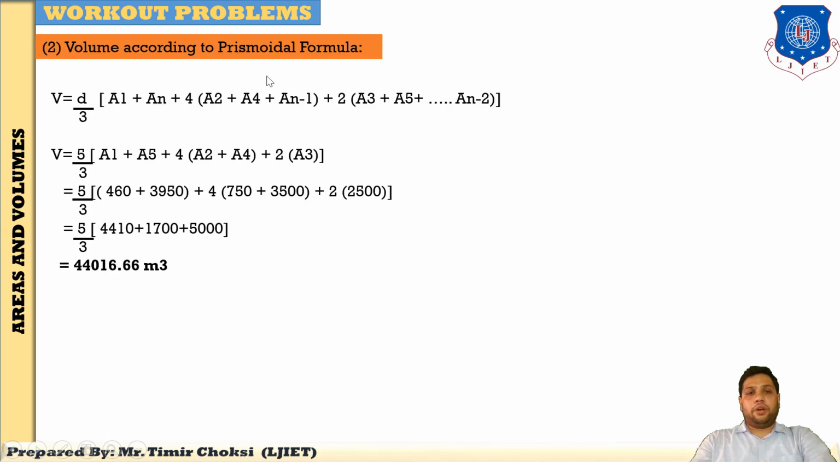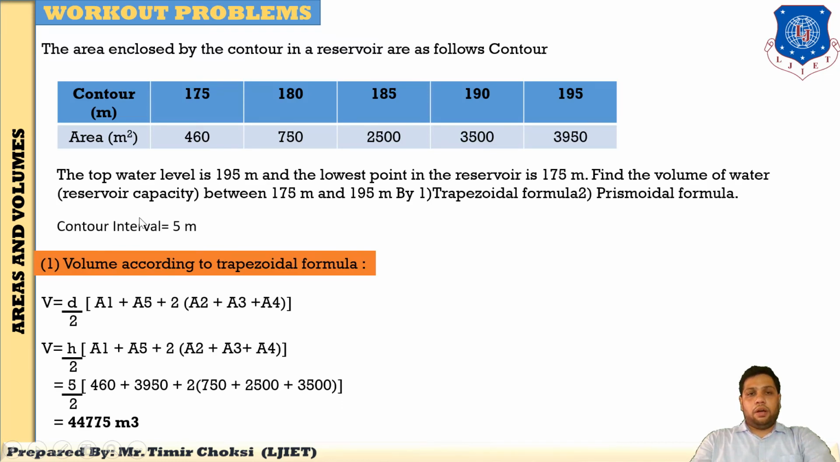Similarly, the volume according to the Prismoidal formula: you know the formula, D by 3, first area plus last area, plus 4 in bracket sum of even cross section areas, plus 2 in bracket sum of odd cross section areas. Put in the values of all the areas and get the answer V. I have already explained that the Prismoidal formula gives the more accurate answer. So the volume of capacity is 44016.66 meter cube. So this is an example of how to find the capacity of the reservoir.